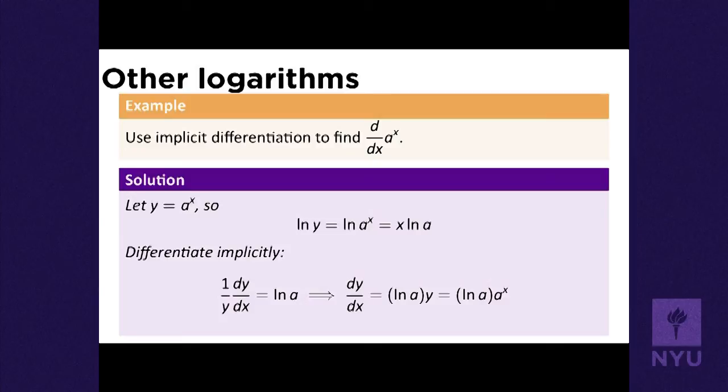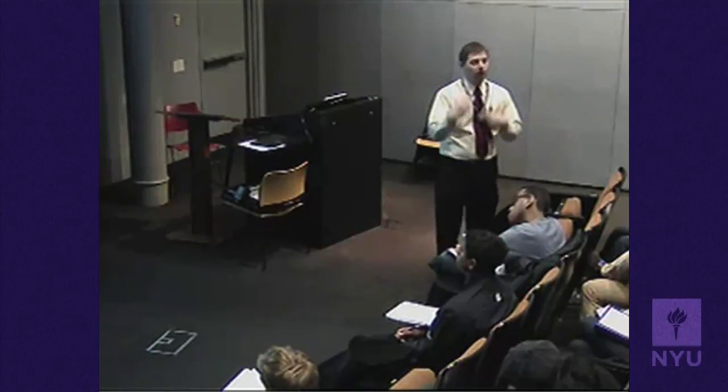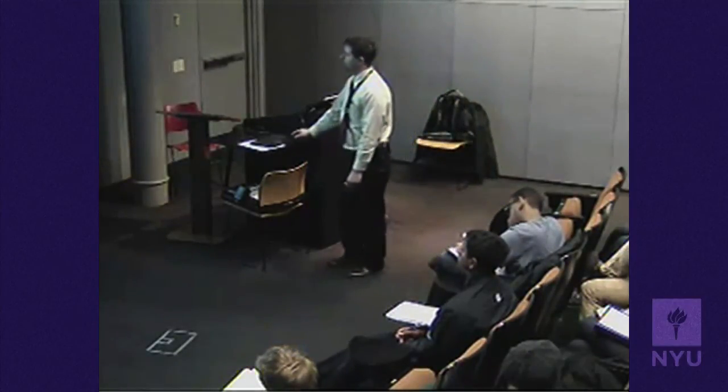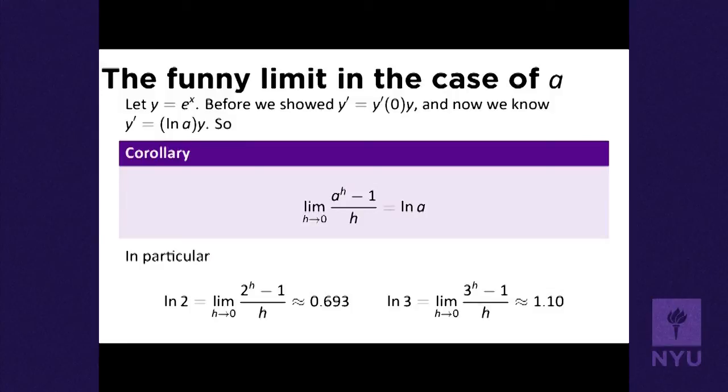What did I want? I wanted dy dx, so let me solve this equation for dy dx. Bring the y over here: natural log of a times y. This is a constant, remember. Natural log of a times a to the x. So almost magically, we've gotten the derivative of a to the x. The magic was that we took the log, applied properties of logs, then took the derivative, and out popped the derivative that we wanted. Now, we had said before that the derivative of a to the x was going to be a constant times a to the x, and we even determined that that constant was the derivative of the function at 0.